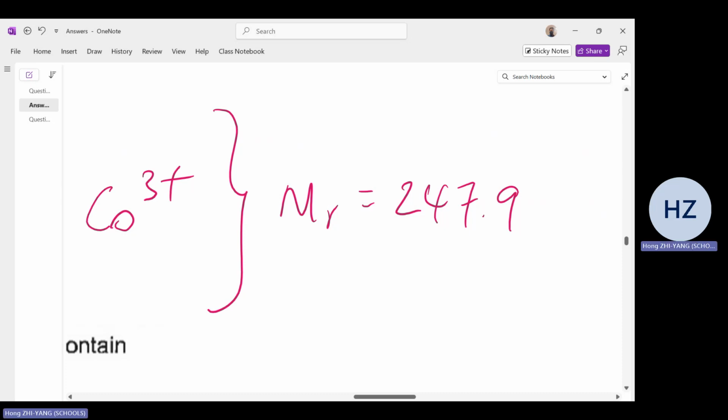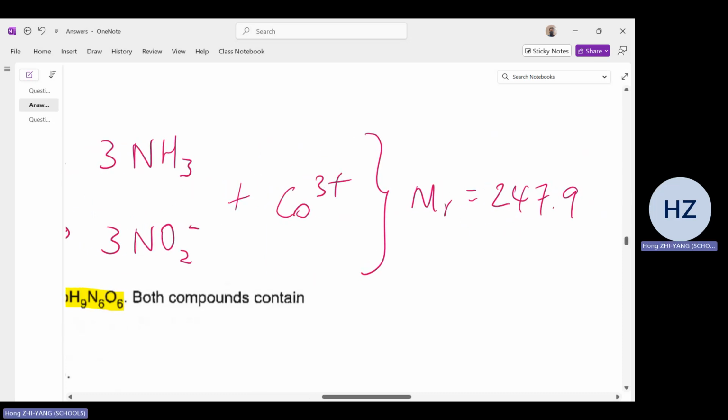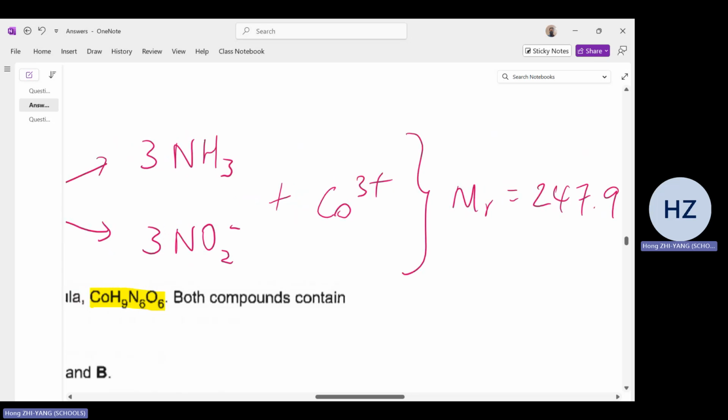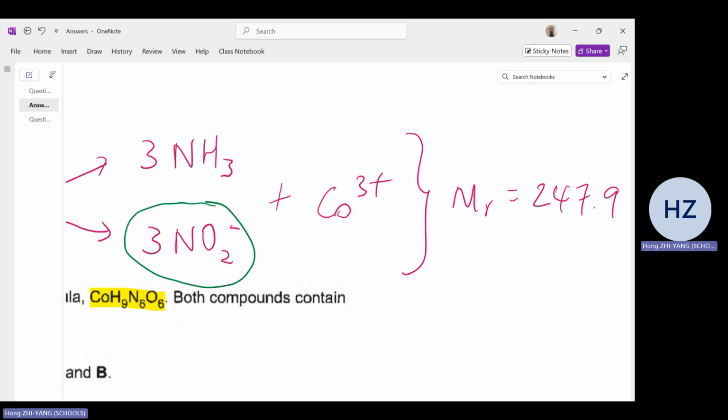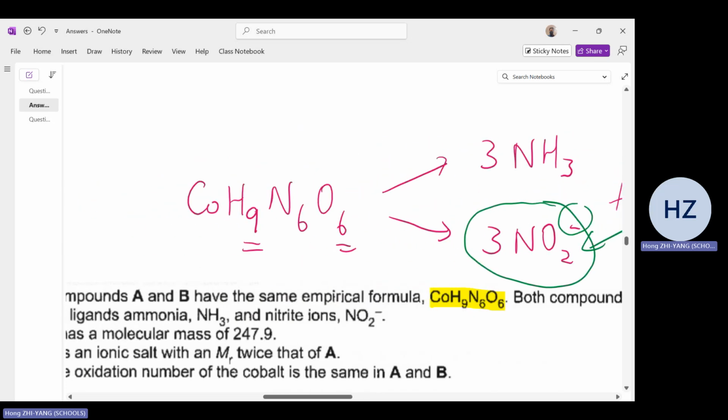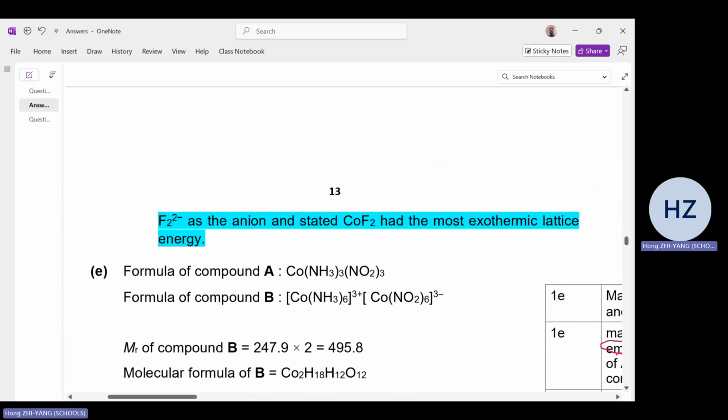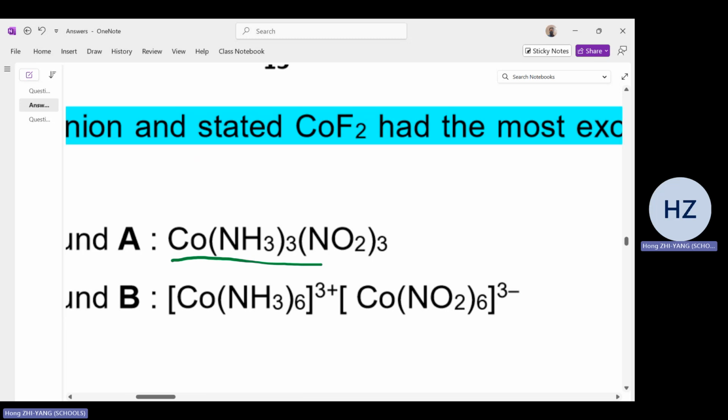So compound A, you just need to merge all these together. When you merge all these together, do take note that this one and this one will negate their charge. 3 times 1 minus plus 3 plus. So they will negate and turn into a neutral compound. Do be careful about this part. That's why, in the answer that you see, they just merge everything together as a formula. Everyone okay?